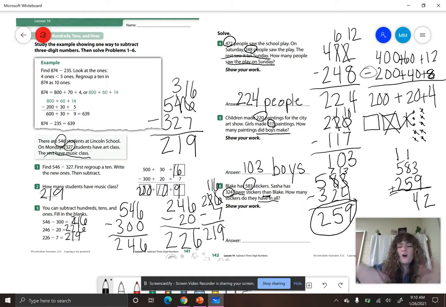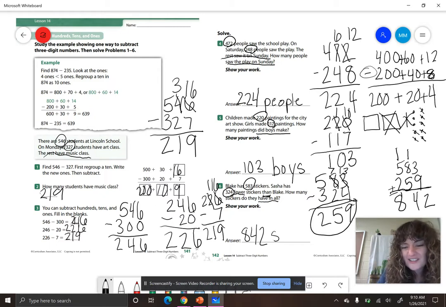And now I add all my hundreds together. 100 plus 500 is 600. And 600 plus 200 is 800. How many stickers do Blake and Sasha have all together? 842 basketballs, right? They have 842 basketballs? No, they have 842 stickers. I'm going to make sure to label that. Make sure you label it.